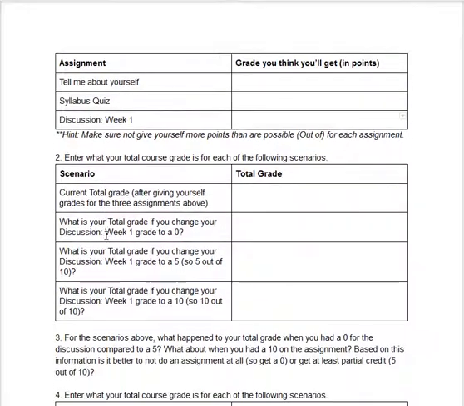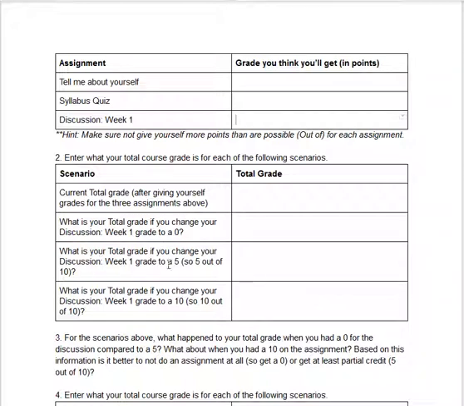So once they do that, we're going to have them try out some different scenarios with the what if grades to see what's going to happen. So enter what your total course grade is for each of the following scenarios. So the current total course grade would be the grade after they give themselves these 3 grades above. You would then say, what is the total course grade if you change your discussion week 1 grade to a 0, which their grade would go down.